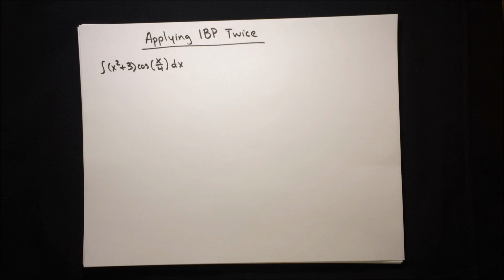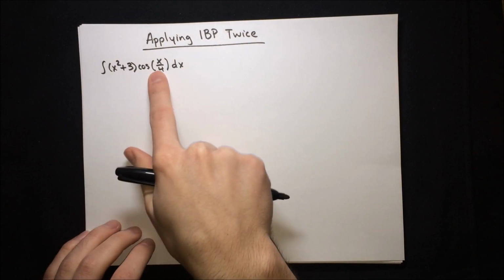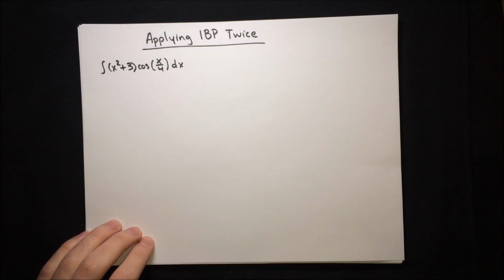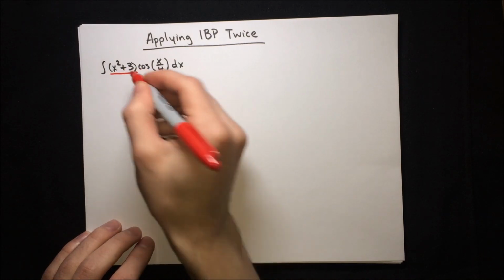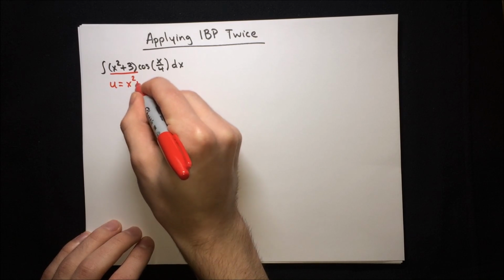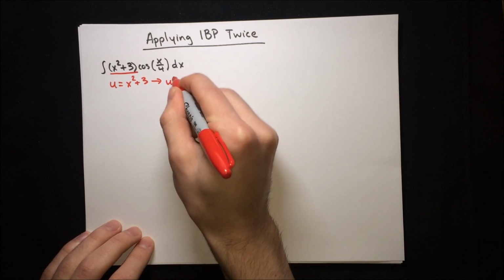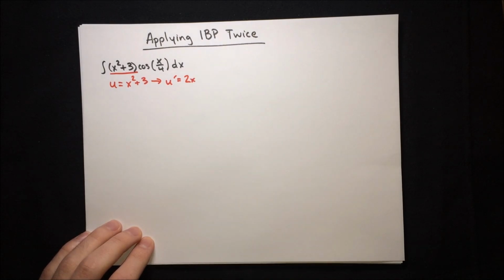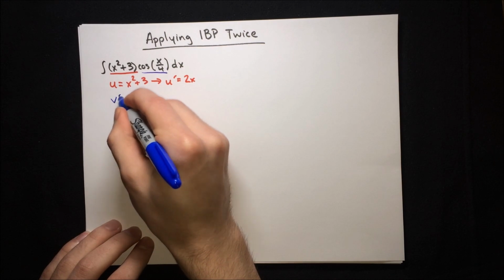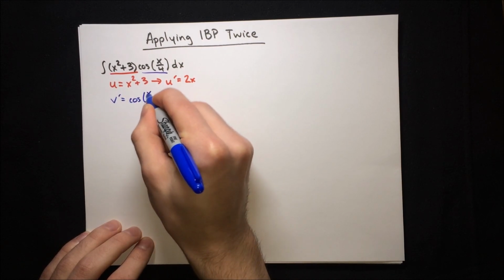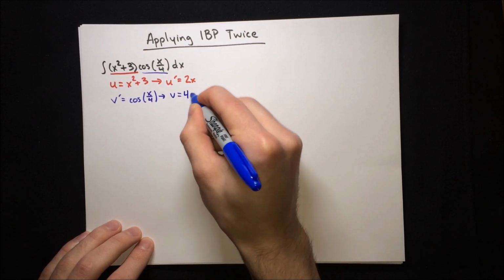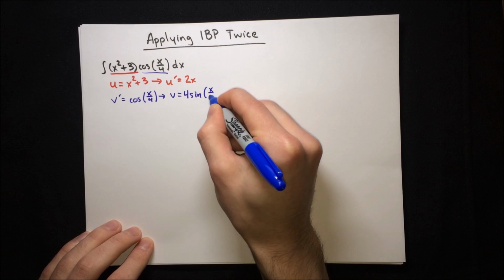In this video, I'm going to show you how to solve difficult integrals which require applying integration by parts twice. For the first round of integration by parts, we're going to differentiate this x squared plus 3 term, so we'll set that equal to u. U equals x squared plus 3, so u prime equals 2x. And then v prime will be this cos x over 4 part. Then v is the antiderivative, which is 4 sine of x over 4.